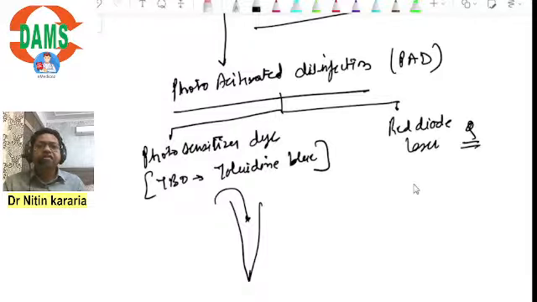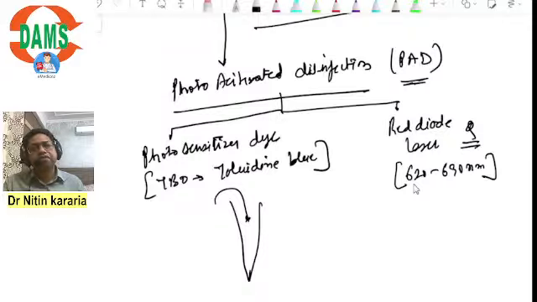So the question is asking you, in photoactivated disinfection, what is the wavelength of light that is used for disinfection of the root canal? So what would be the answer? Red diode laser is in the range of 620 to 690 nanometers. Indirectly they are asking you, in photoactivated disinfection, the wavelength of laser used.